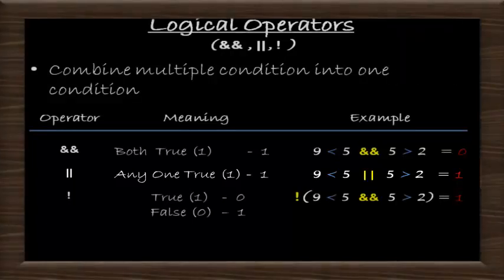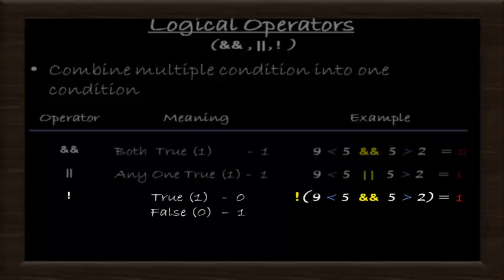And the last one is the NOT operator. NOT is like a reverse. So when the value you are getting is 1, the NOT operator's value will be 0. When it is 0, the NOT operator's value will be 1. The inverse of the value will be given as the result. You can see in the example.